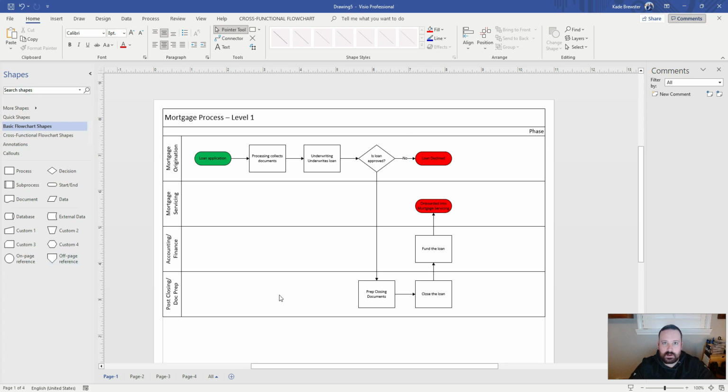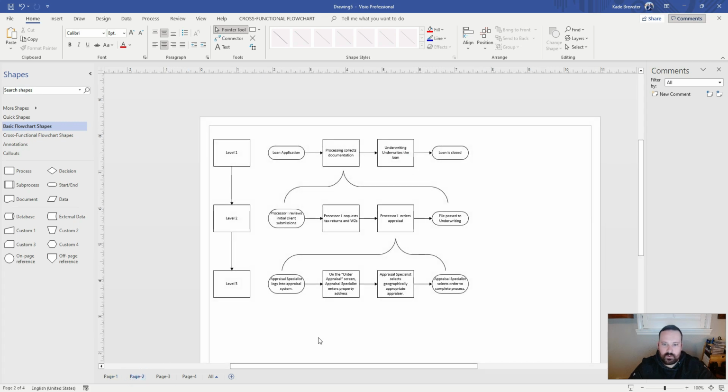So last week we talked about the basics if you want to get started with process mapping and how you can use Visio and/or Lucidchart to begin creating process maps. This week I want to talk about process map levels.